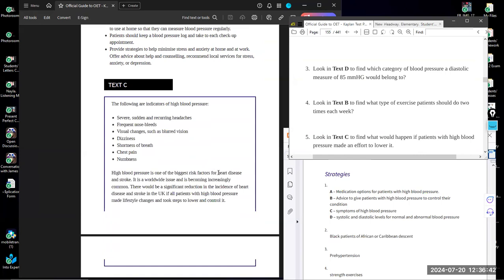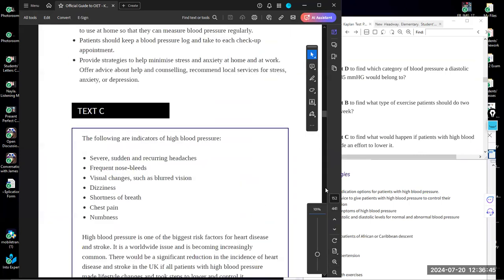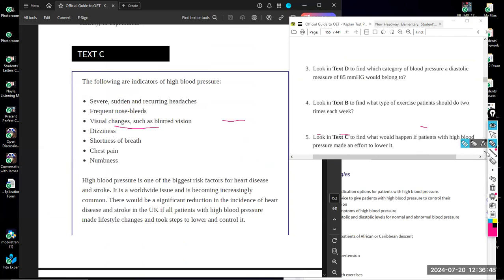This is text C. And let me zoom in, wait. Okay, now this is text C, and the question is saying, look at text C to find what would happen if patients with high blood pressure made an effort to lower it. Wait, I think this is it, I'm sorry, yes. Reduction in the incidence of heart disease and stroke.